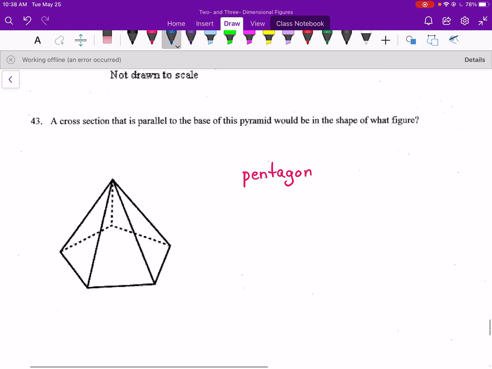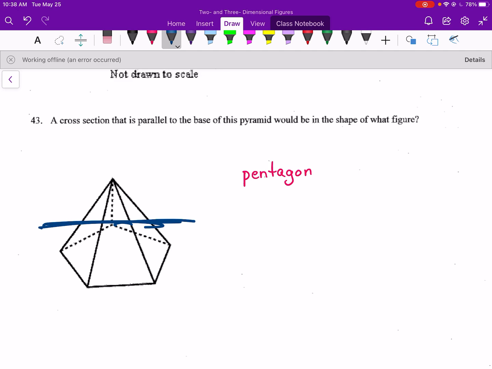Number 43 talks about a cross section. That means if we cut a plane through this thing, what would that look like, that imprint? If it's parallel to the base, it's going to look just like the base. So it's a 5-sided figure or a pentagon.